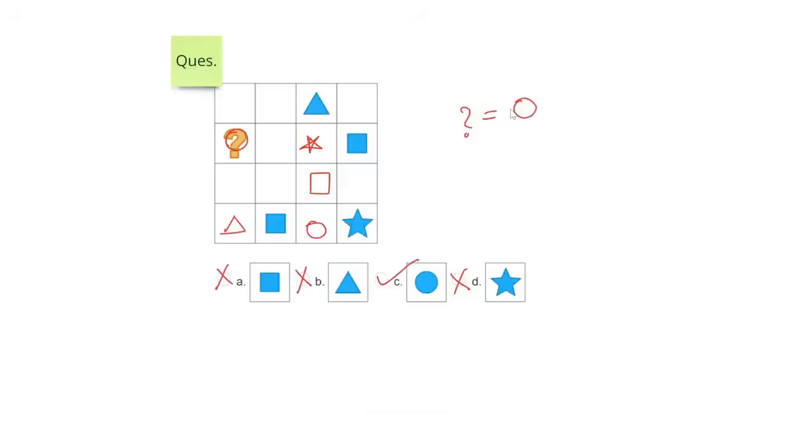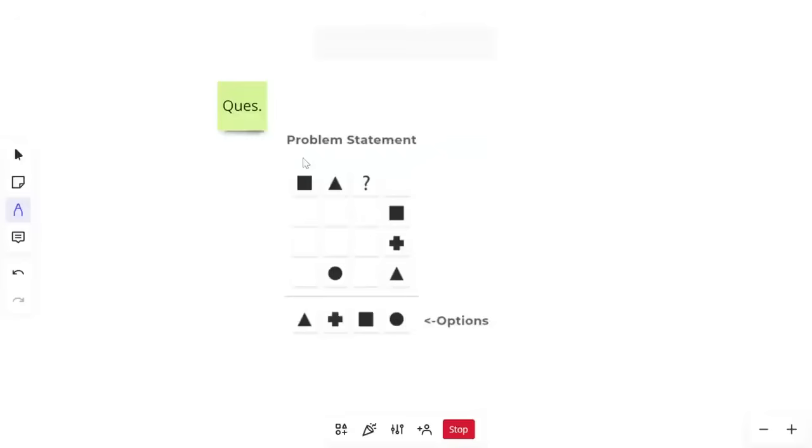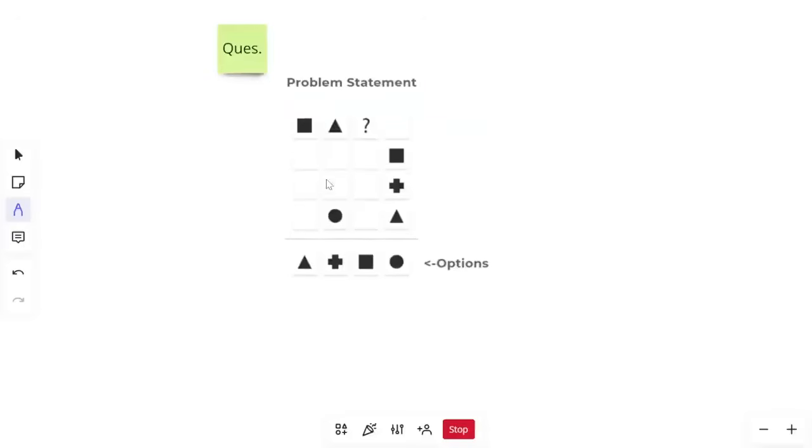Moving on to the next one. Let's look at this question. So in this question, we have this problem statement where we need to find out that in place of question mark, which of the given symbols will come. Okay. So let's try to solve this. Before that, if you want to understand how this logic works, I would suggest that please pause for a second, try to think on your own, and then you can proceed with it.